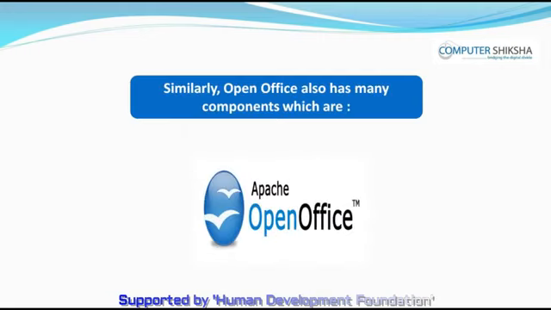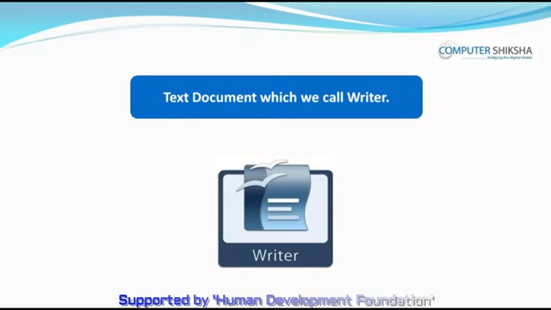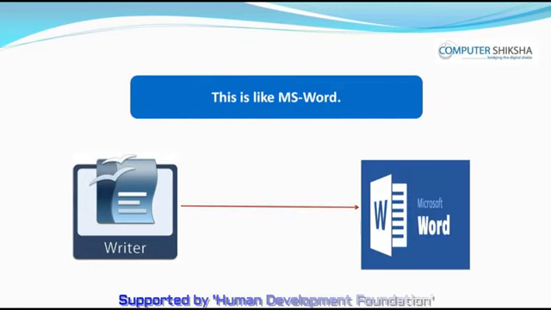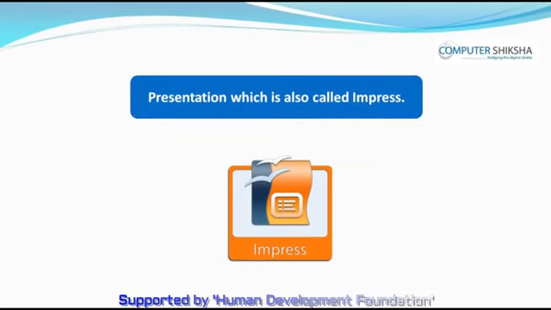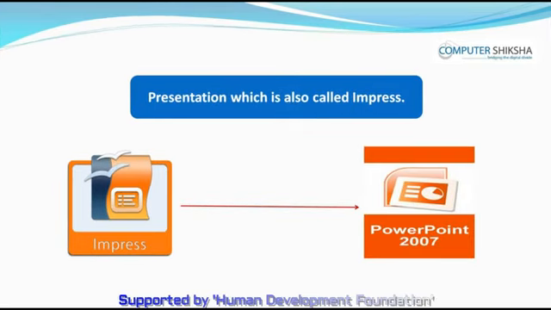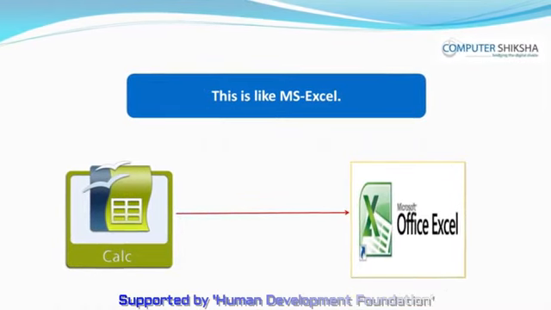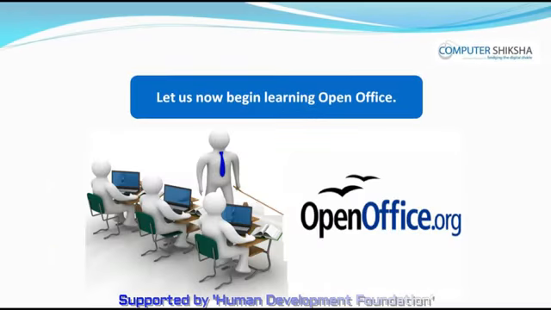Similarly, OpenOffice also has many components which are text document, which we call Writer. This is like MS Word. Presentation, which is also called Impress. This is just like MS PowerPoint. Spreadsheet, which we call Calc. This is like MS Excel. Let us now begin learning OpenOffice.